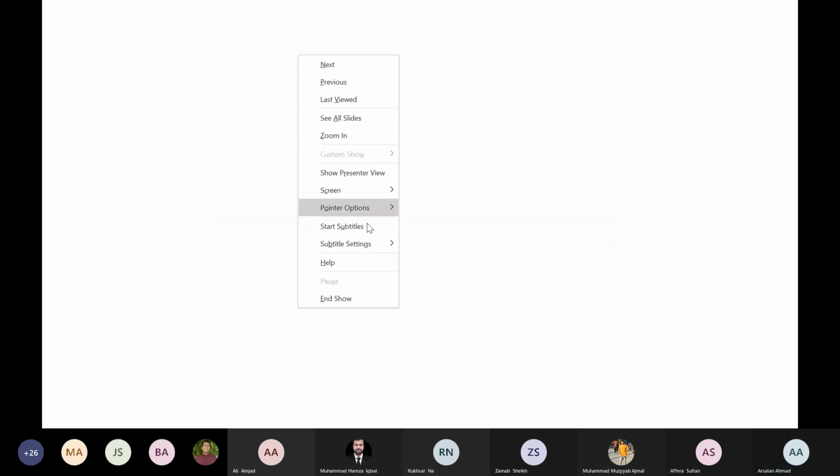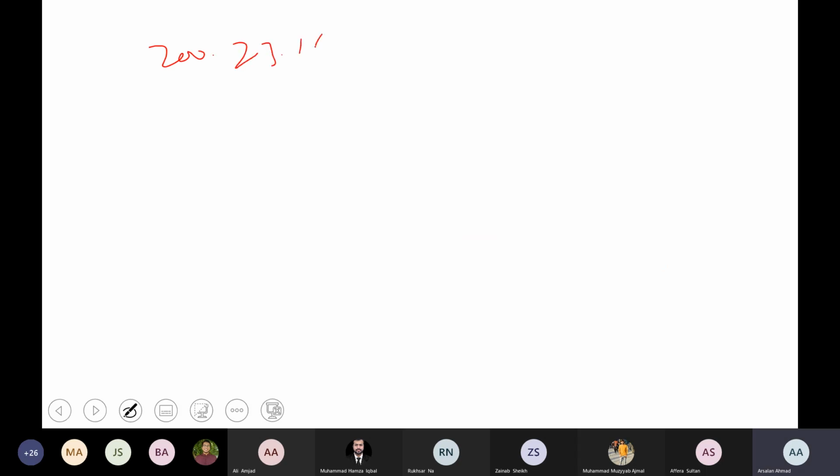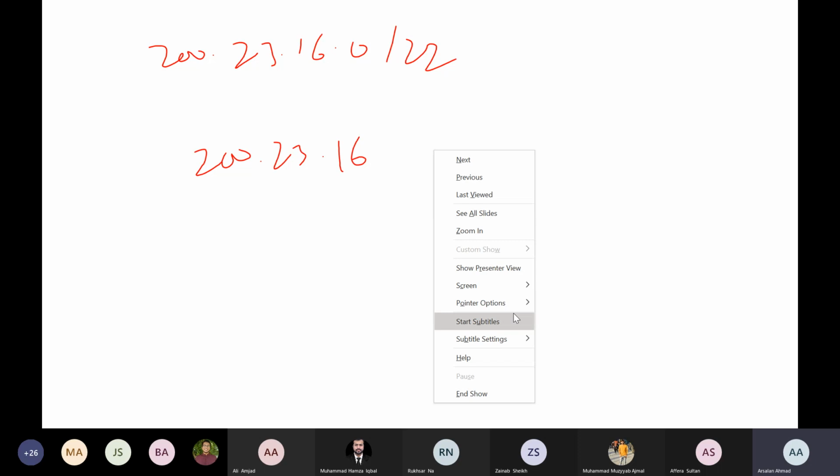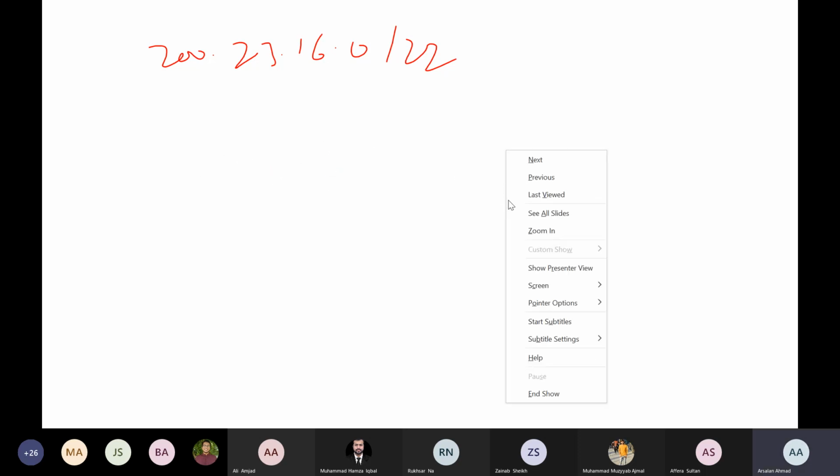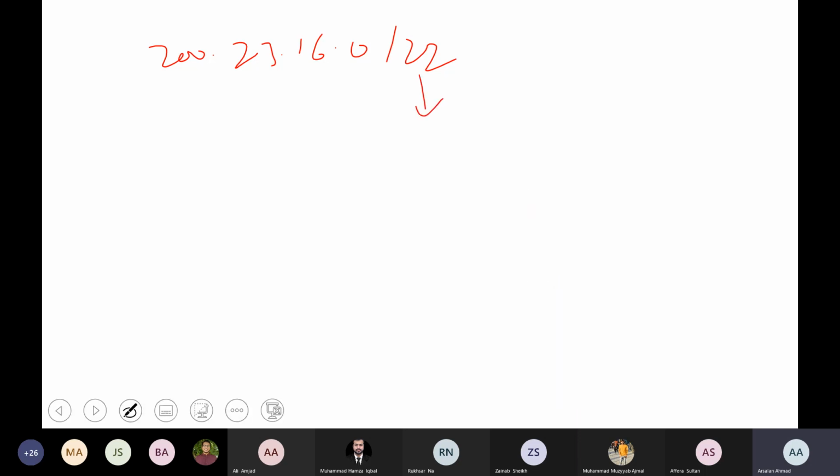200.23.16.0/22. It basically means what? 200.23.16 is there, but actually, instead of writing that, in fact, I should do something like that. First, let me translate it into this one. This basically means 22 ones.